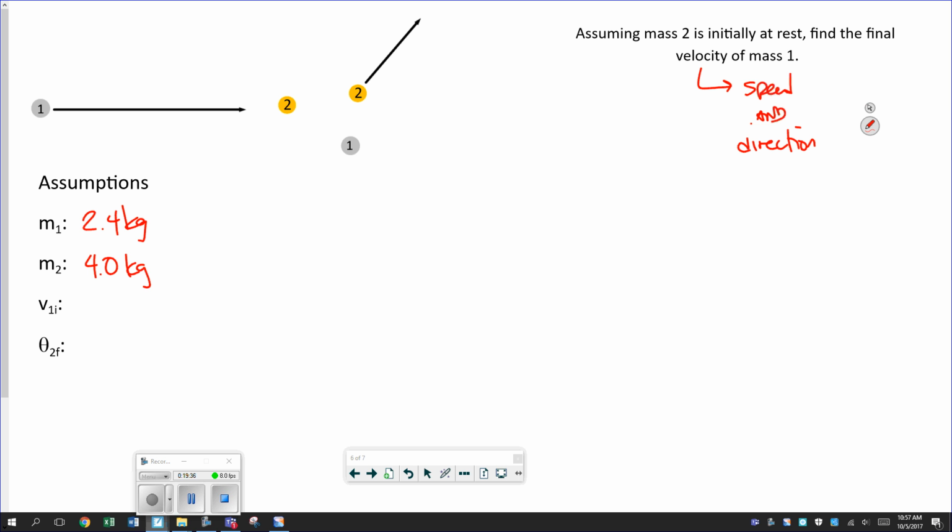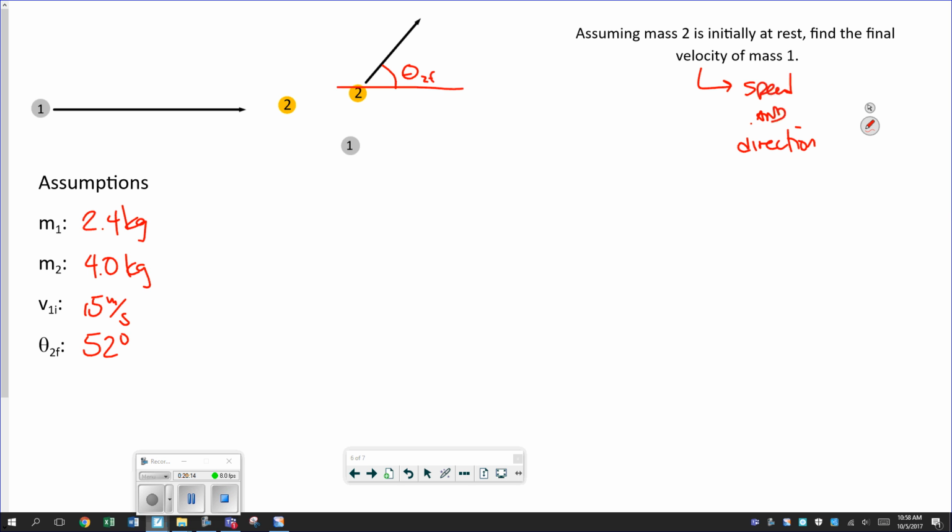And let's say V1 initial, what do you say? How about 15 meters per second? And let's define this angle here, theta 2 final. Let's call that angle, that looks like what? I don't know, 52 degrees? Sure, 52 degrees. Okay? So you find how fast that other object, number one, is moving after this interaction.